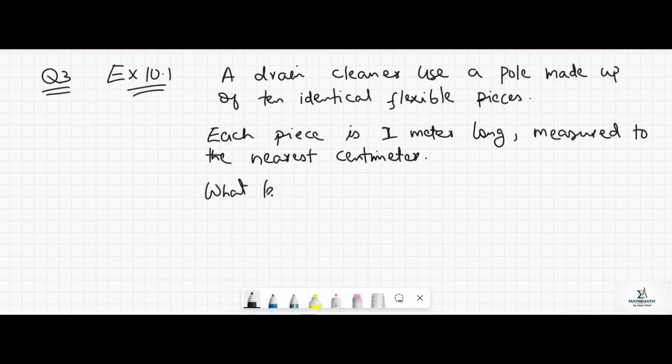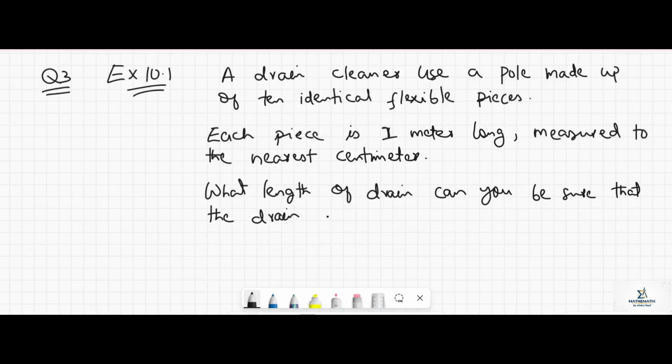What length of drain can the drain cleaner reach? Can you be sure that the drain cleaner could reach? So what the question says here, let's do the solution.